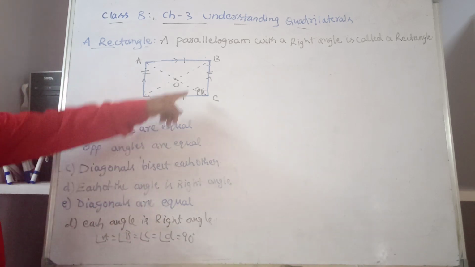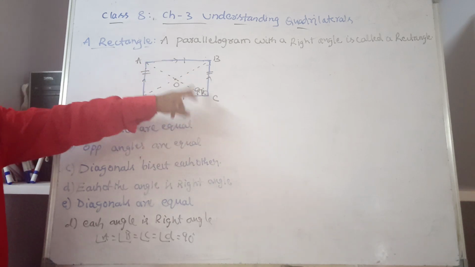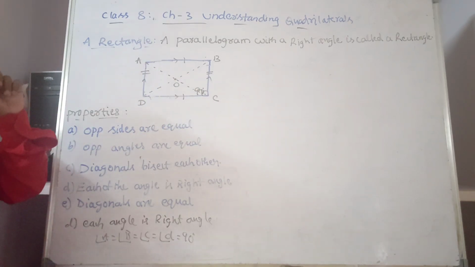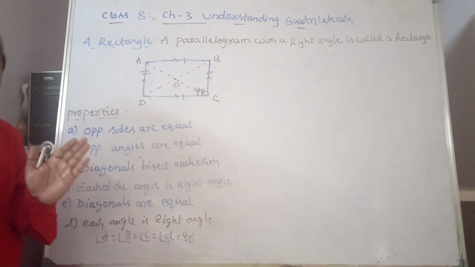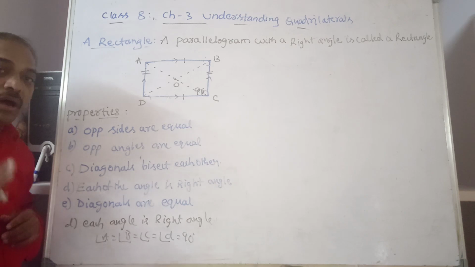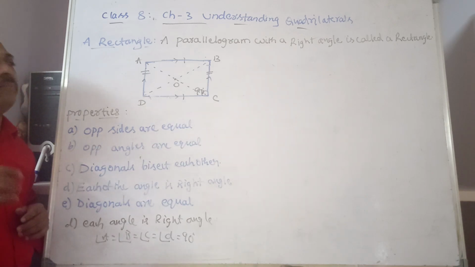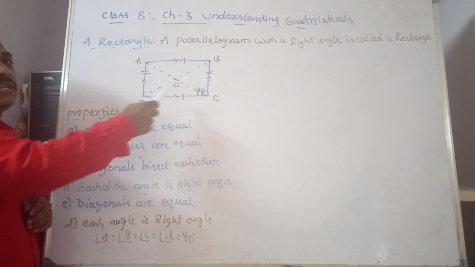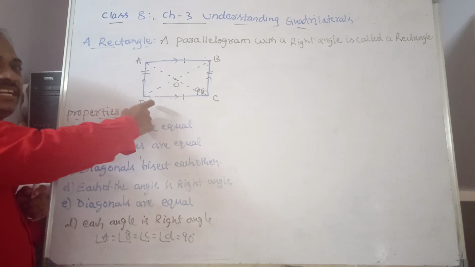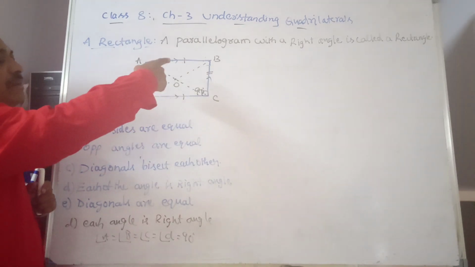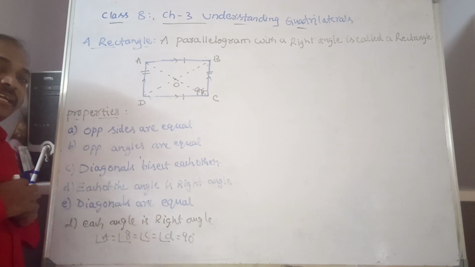Why is it 90? As we know, opposite angles of a parallelogram are equal. So C is equal to A, and we know that adjacent angles of a parallelogram are supplementary. So C plus D is equal to 180. If C is 90, D also will be 90. If D is 90, opposite angles D and B are equal. That's why all angles will be 90 degrees.